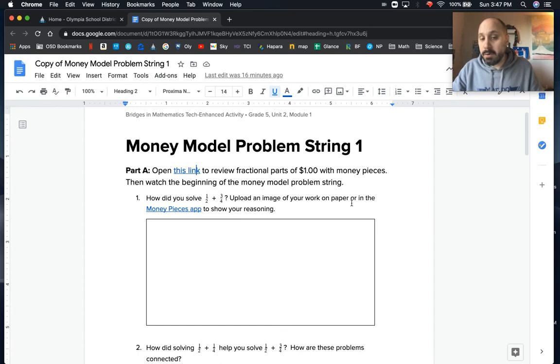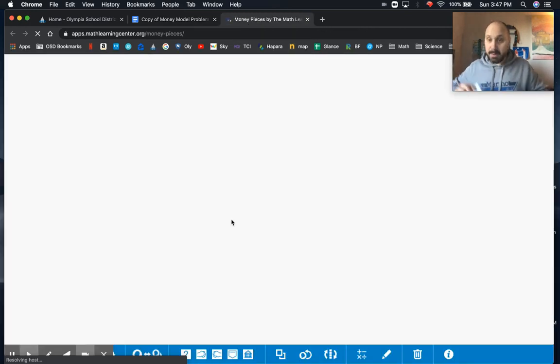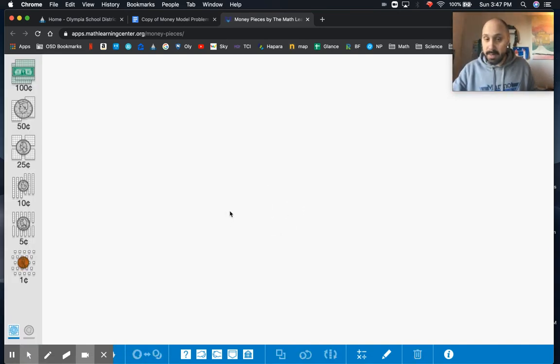Upload an image of your work on paper or in the Money Pieces app to show your reasoning. So if you want to show me your thinking on paper and write it out, please go ahead. You're just going to upload it to this little box here. If you want to use this Money Pieces app, then you can do that too. And that's what's going to bring up our dollars and our cents and everything like that. So I'm going to show you that, and then I'm going to let you do the rest.